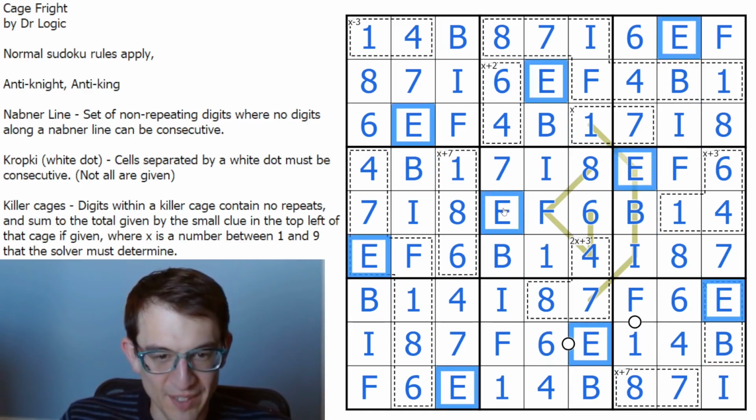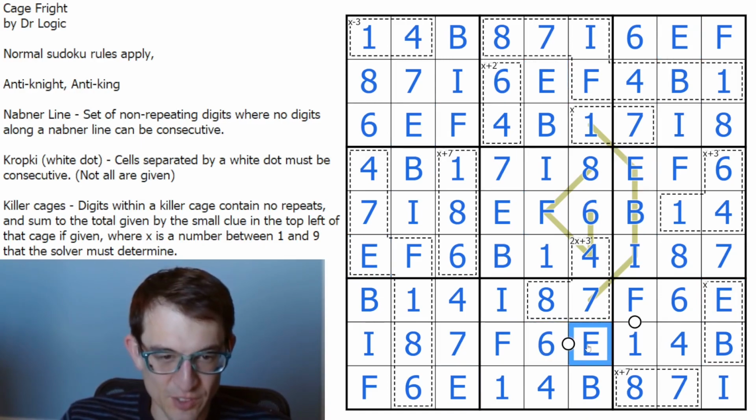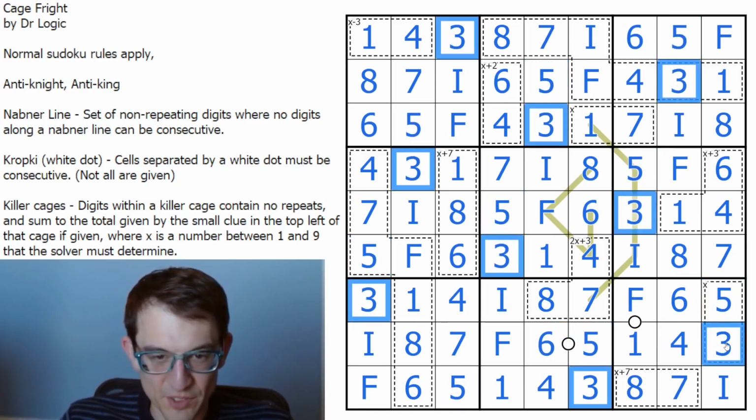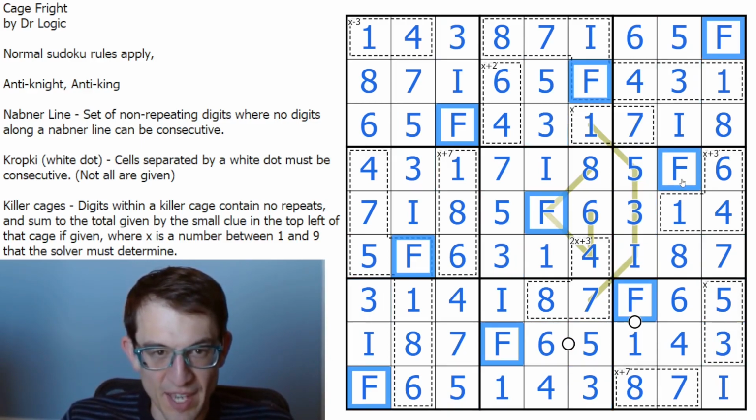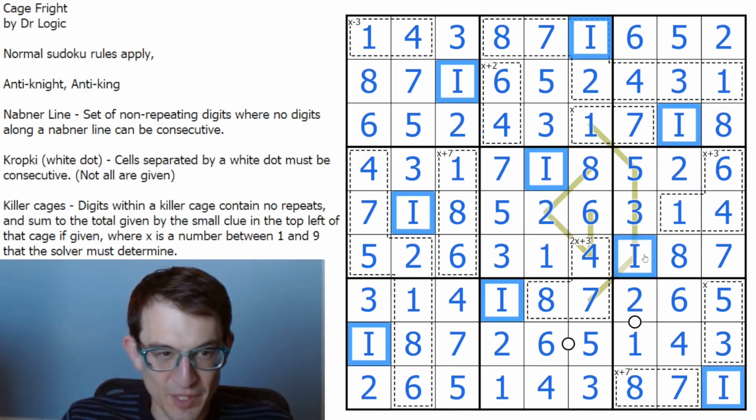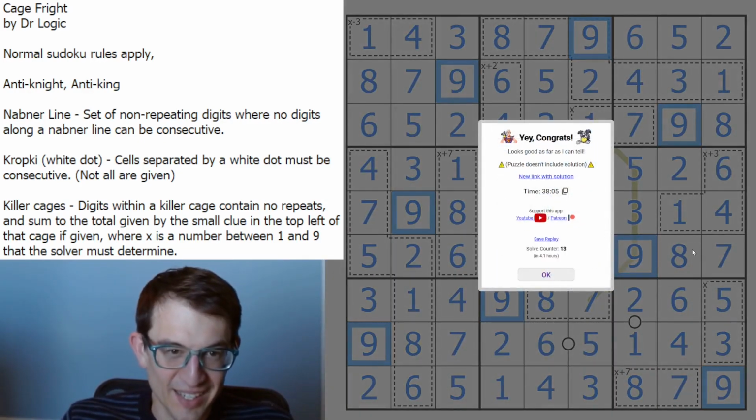Do I know which way? E is not in any. Oh, but E is attached to the 6. So E is 5 and B is 3. What do I have left? I and F. F is adjacent to 1, so that's 2. I has to be whatever's left, which is 9. And I'm going to check to see that that's right.